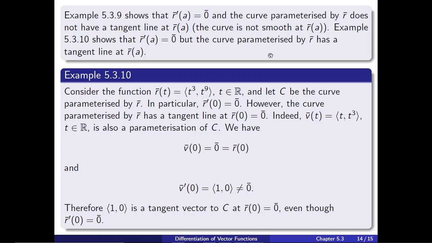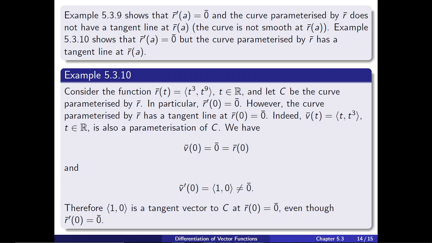Now we're going to look at a different question, which is example 5.3.10, where even though r prime of a is equal to 0, we see that the curve parameterized by r has a tangent line at r of a. So it can happen, it might not happen, that we have a tangent line at r of a when r prime of a is equal to the 0 vector. So we are going to look at this particular example.